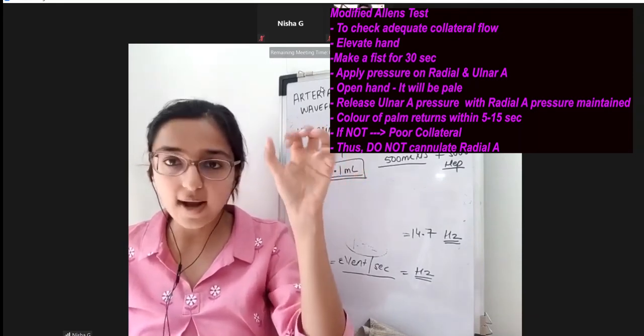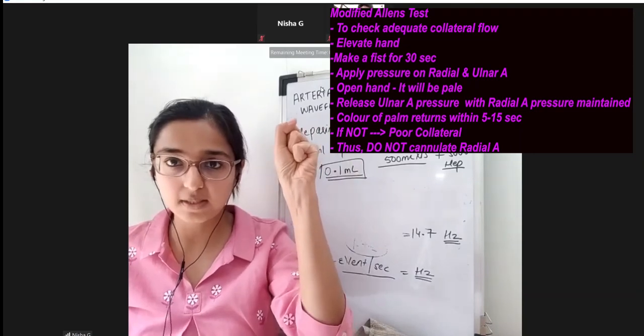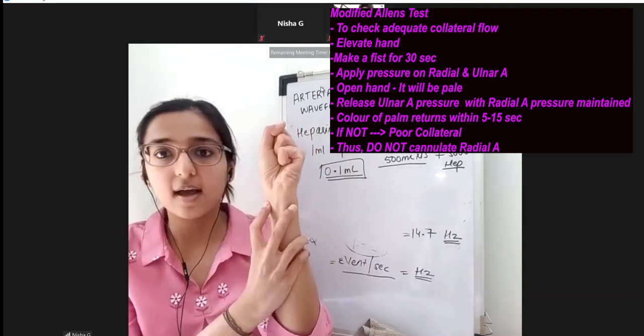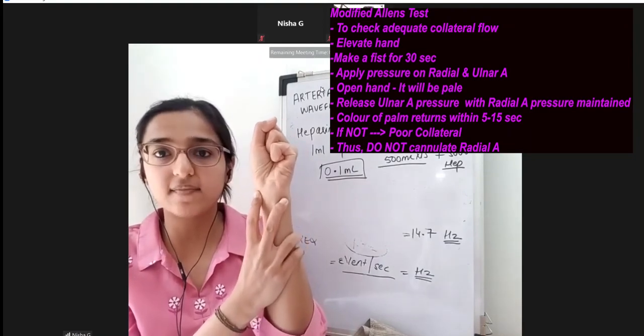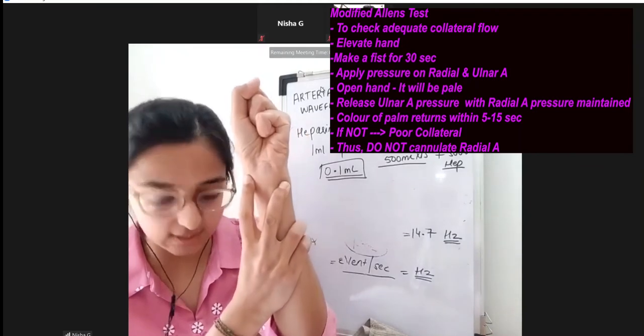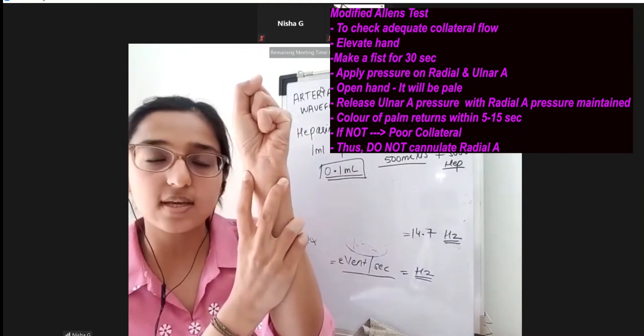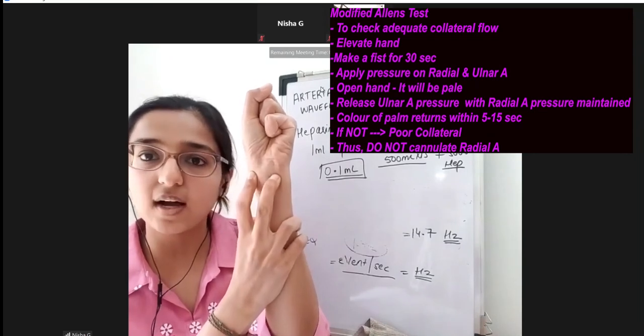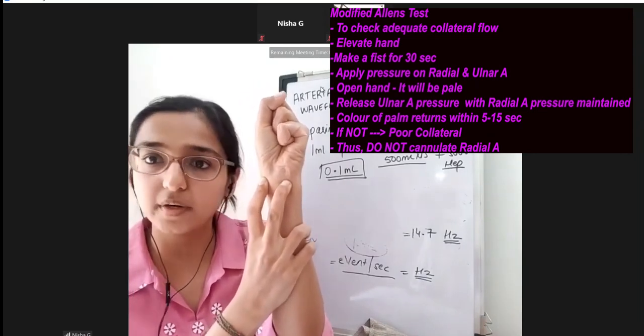Now I'll tell the patient to make a fist for 30 seconds, and I will press the radial artery and I will press the ulnar artery. So I have pressed it very hard. 30 seconds, I will wait. What do I want to see? Whether the ulnar is working or not. So I want to see if the ulnar artery is working or not. You can do it for yourself.